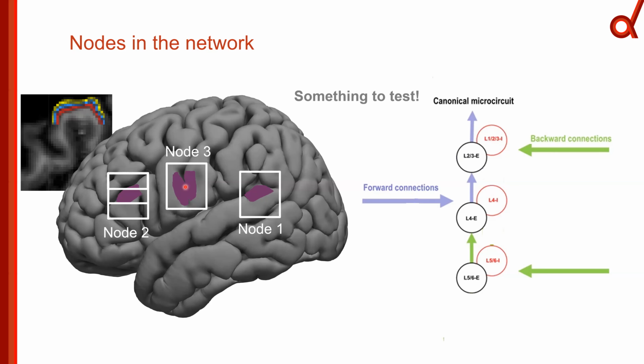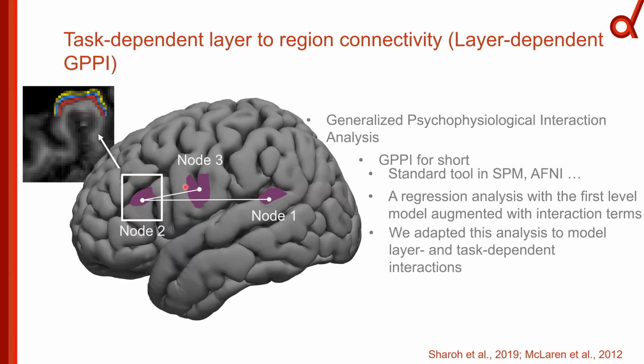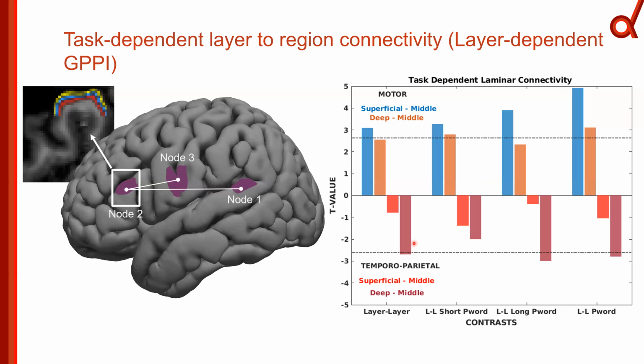Sorry, my slide change is somehow stuttering. And this again was done using the PPI, which is a standard technique, but it's just slightly adapted for laminar analysis. And basically, the result is quite convincing. Daniel went into more detail looking at long words and short words, but we don't need to go into that level of detail here. But if you look for the interaction with node 3, this is superficial greater than middle or deep greater than middle.